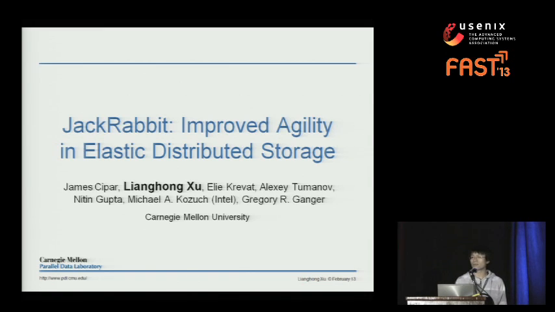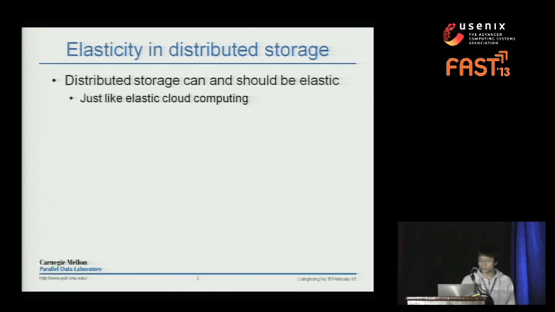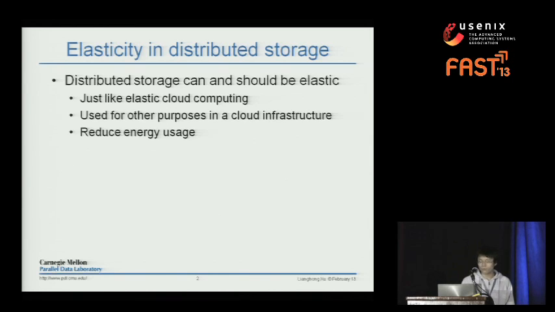Hello, everyone. Today I'm going to talk about JackRabbit, improved agility in elastic distributed storage. This is joint work of Carnegie Mellon and Intel Labs. Distributed storage systems can and should be elastic, just like elastic cloud computing. For multi-purpose storage devices or servers, elasticity is useful for allowing the cloud infrastructure the freedom to schedule the associated resources for other purposes. For single-purpose storage devices or servers, elasticity is beneficial to reduce energy usage. Translate that directly into how much money you can save by reducing energy consumption or machine hour usage, and you can probably get a sense of why elasticity is great.